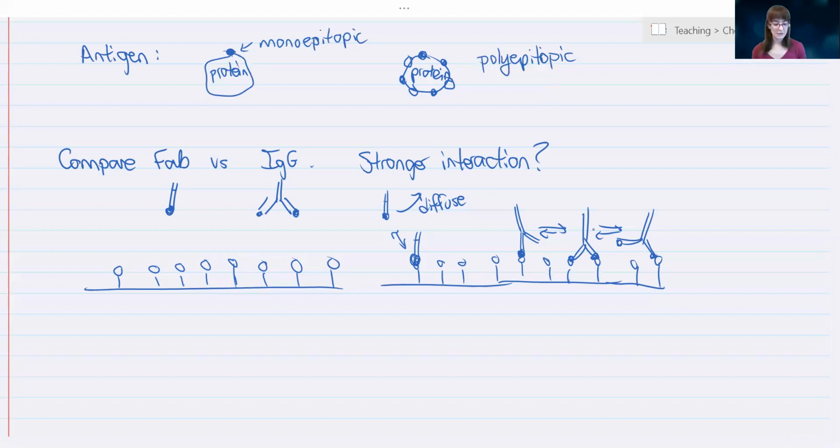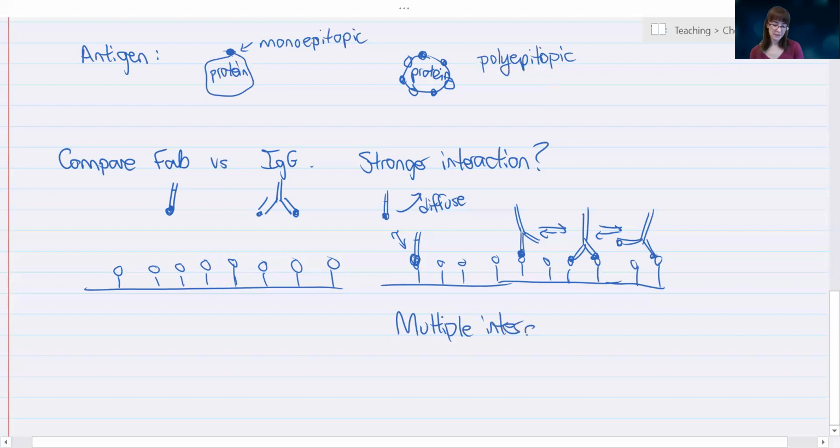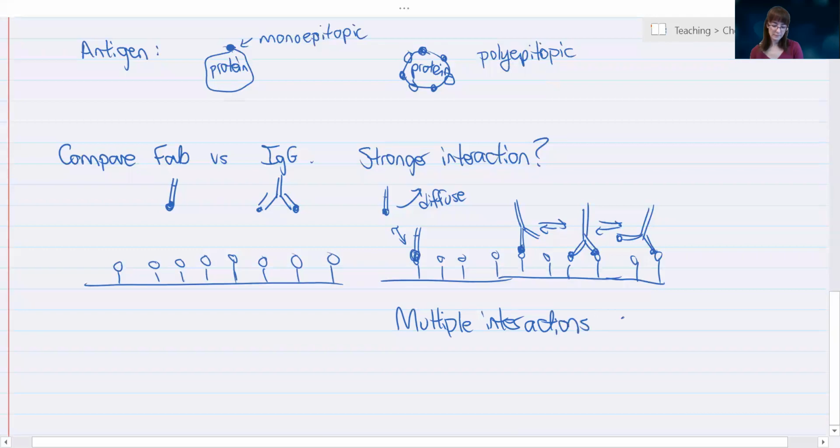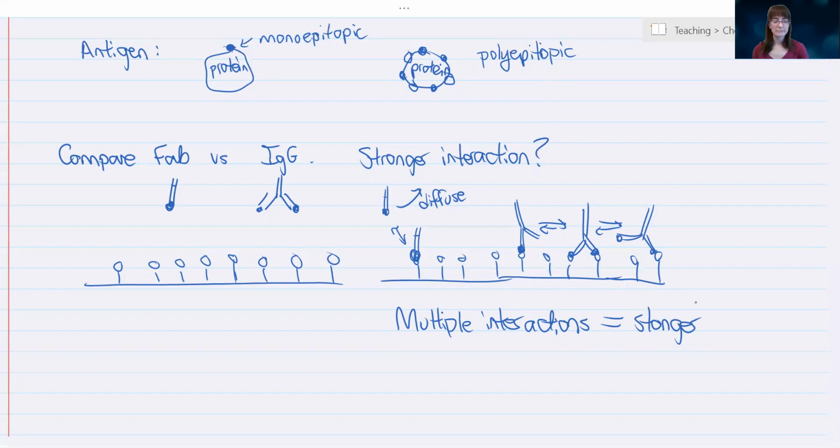So that's the effect of avidity. The IgG, with multiple binding, that multivalency, directly leads to a stronger interaction because it prevents loss to diffusion. That's really the primary reason.